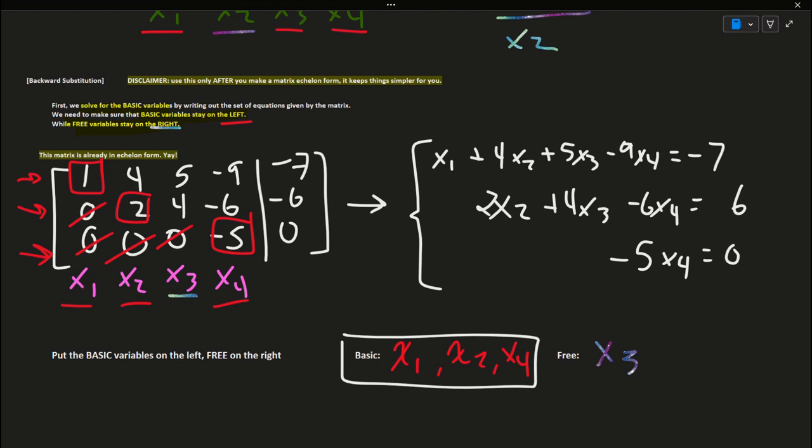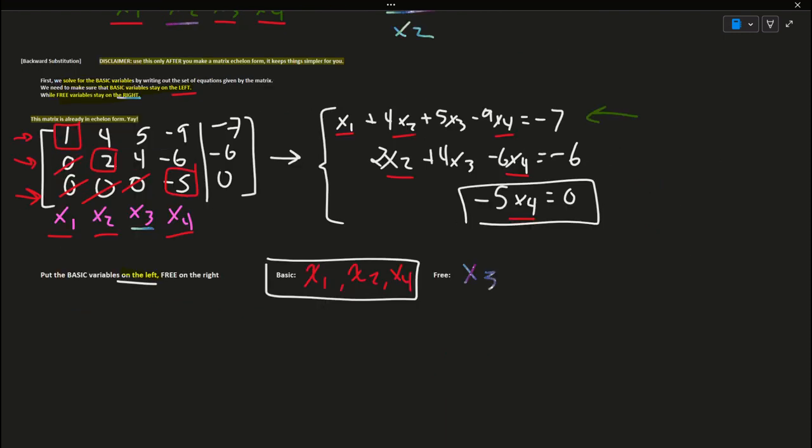Now we want to go to our set of equations and put all the basic variables on the left. Here I marked the basic variables with a red line. We want to put these on the left-hand side of the equal sign. Starting with the first equation, we have x1 plus 4x2 plus 5x3 minus 9x4 is equal to -7. We need to move the free variable, or x3, to the right, so we subtract 5x3 on both sides. Now we have our new equation of x1 plus 4x2 minus 9x4 is equal to -7 minus 5x3.